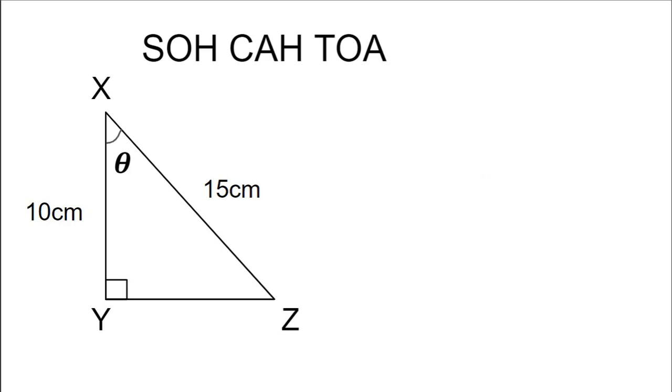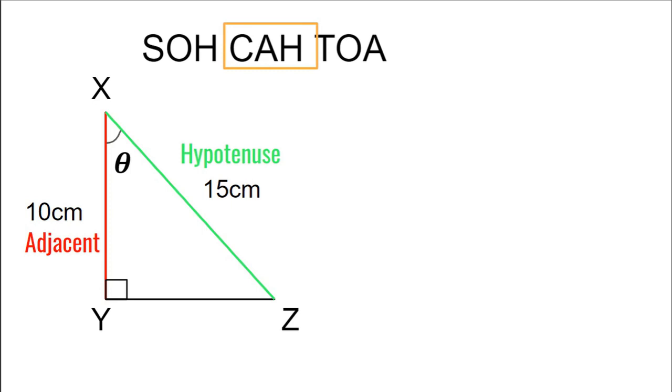So like before, we look at our reference angle, which is angle YXZ. And we look at what we're given. So we're given this side length right here, side length XY, the 10 centimeter one. And this right here is adjacent to angle YXZ. Now we look at this side length right here. This right here is the hypotenuse because it's opposite to the 90-degree angle. So we know that we're going to deal with an adjacent side and a hypotenuse. So what can we use? Well, cosine. Cosine has adjacent and hypotenuse.